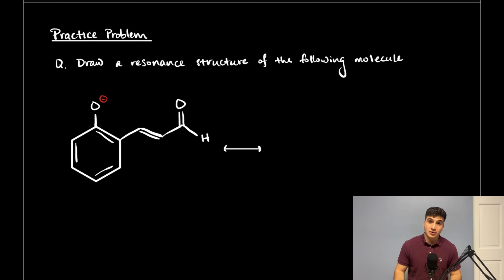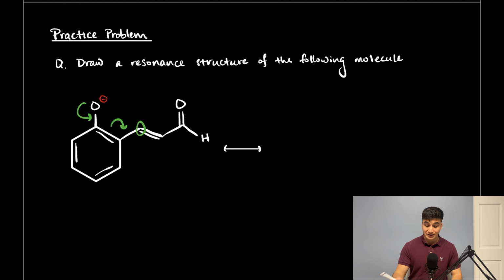So I have one practice problem for you guys to try out. Pause the video and see if you can draw a resonance structure of this molecule. Alright, so step 1, find your source of electrons. In this case, we have a minus charge here, so that's going to be our source. So let's start by bringing this down, creating a double bond. We know we can't break the octet here on this carbon, so we're going to move this over.